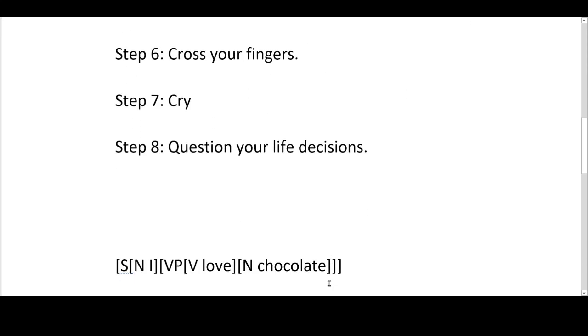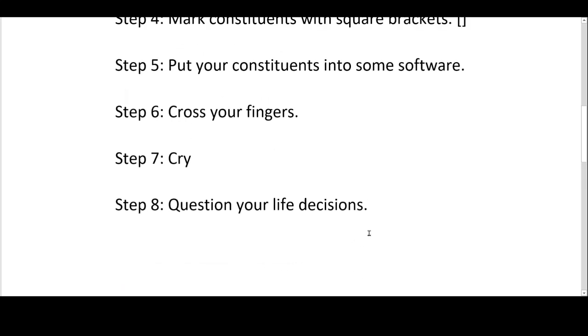Okay, so this is the result we want to get to. All right, and I'm going to explain how to get to that result. So first thing we need to do is write out our sentence. I love chocolate. Okay, I'm going to do it like that. Okay, cool. I love chocolate.